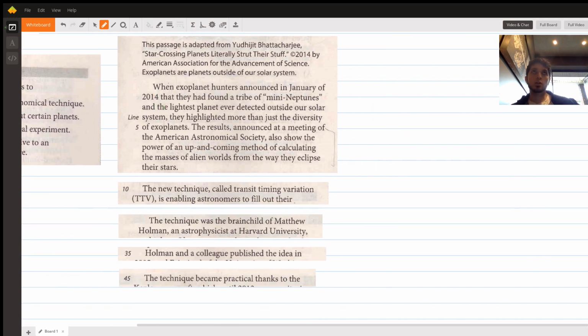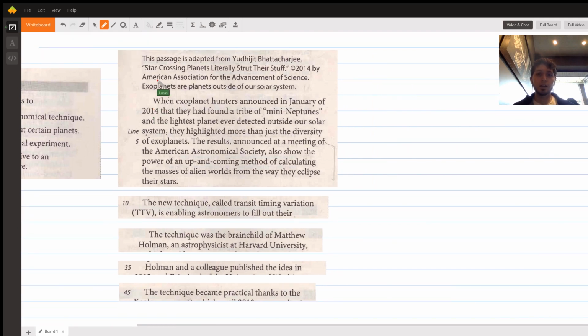So the first thing you want to do is establish what's the main idea, what's the general idea of what's going on in this passage. So I do that by just doing a rough outline in my head of the major points in it. So we notice the first paragraph starts by talking about recent findings in 2014, and then it talks about how this result not only tells us about exoplanets, but about a new method of calculation. It continues by then describing this new technique called TTV and what it does. Then it goes into describing the technique as the brainchild, right? So the origin of the technique.